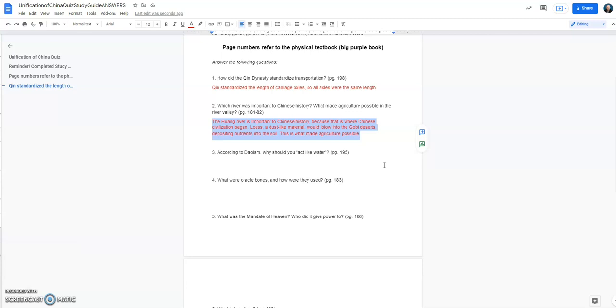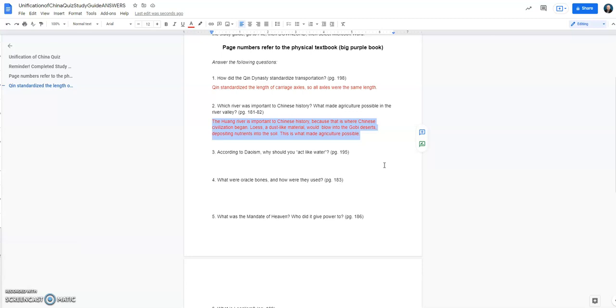That loess also puts nutrients into the soil. So the soil around the river is really fertile, and you can grow crops in it really well. So the loess not only turns the water yellow, but it makes it so that the land around the river is really great for agriculture.